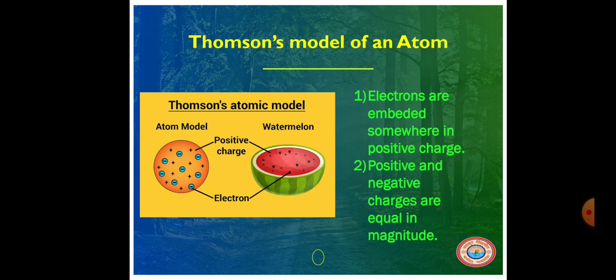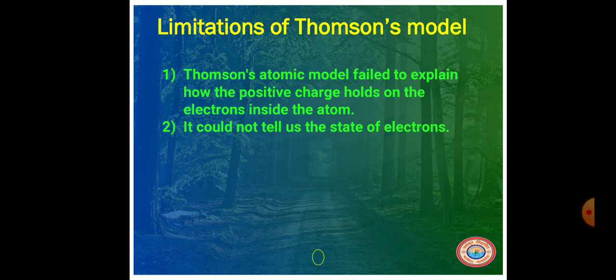And the second point is both of the charges, the positive charge and the negative charge, are equal in amount. But as I said before, Thomson was not totally correct. There were some limitations of his model. So let's discuss about them. First of all, Thomson was not able to explain how the positive charge holds the electron. That means Thomson's model could not explain how the positive charge holds the negative charge.